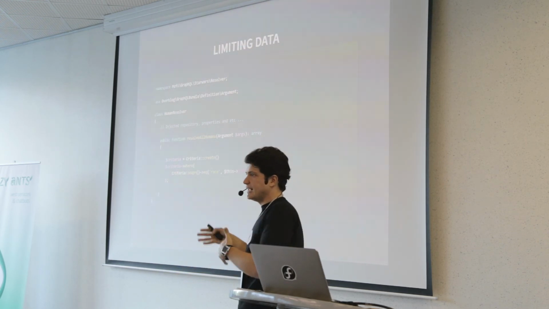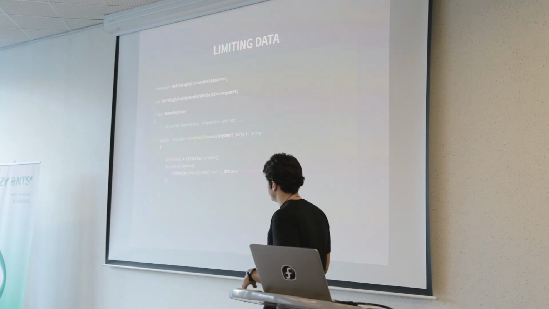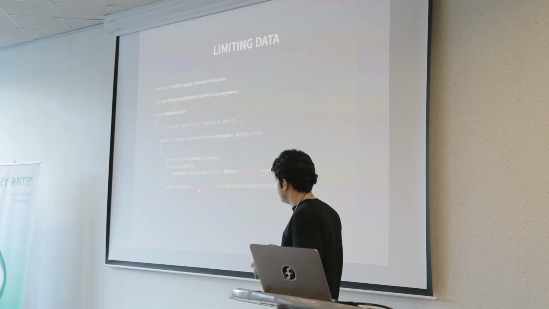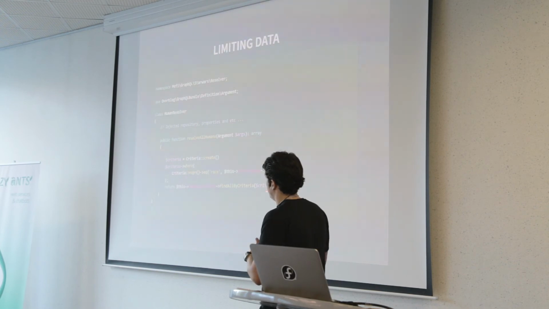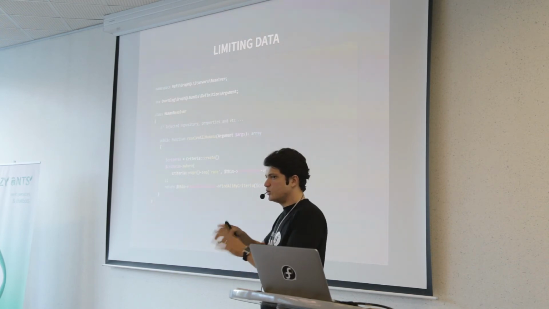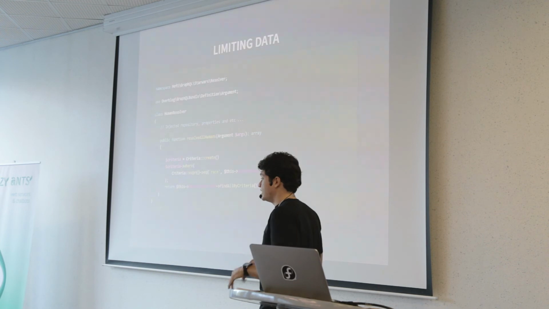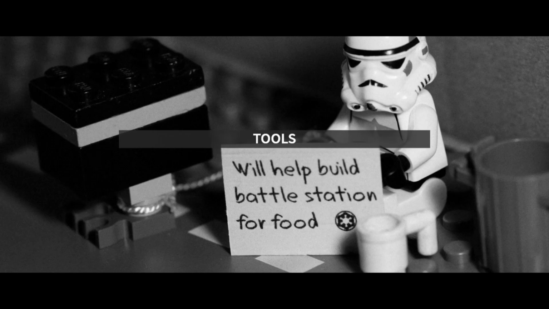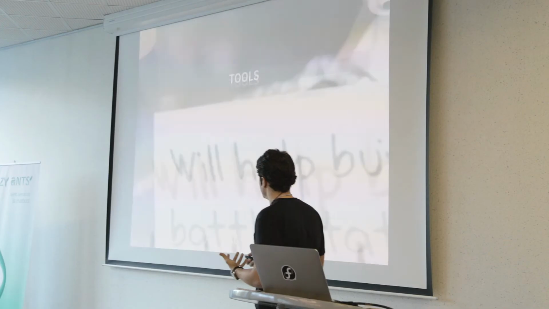You could limit your data dynamically with other fields, of course. And then in the end, I just return from the human repository again, find all by criteria where race equals the race of the user asking for it. Okay, so with all these powers from GraphQL, we also have some tools.